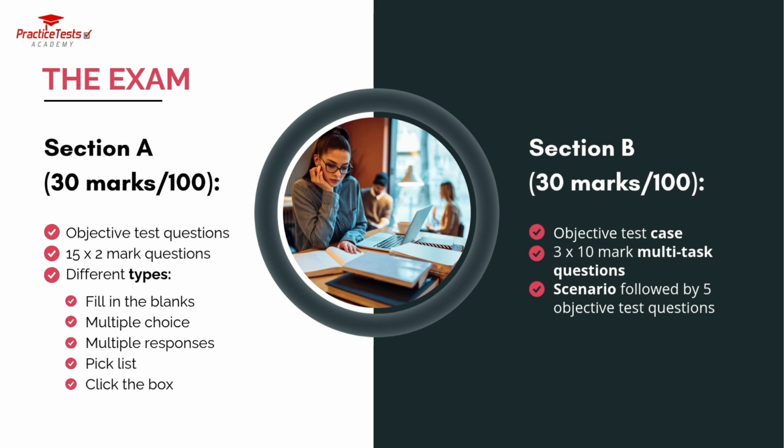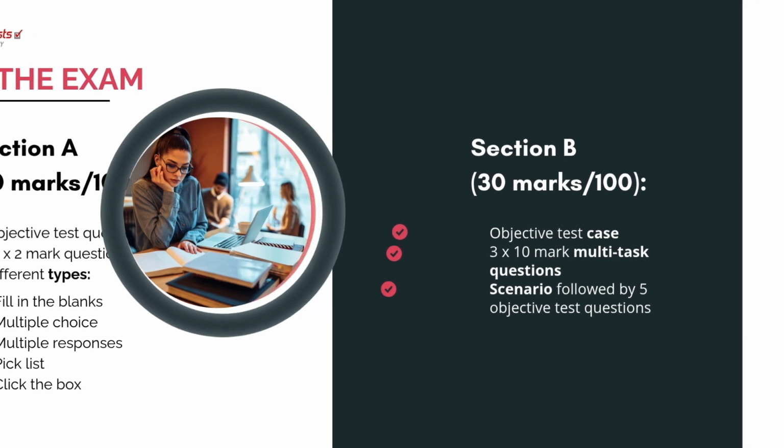Section B is 30 marks, and this consists of 3 10-mark questions. And again, they are objective test questions, but this time they are based on a scenario. So each question, yes, it's got 10 marks, but it will consist of 5 objective test questions, and they will be based on a short scenario. So read that scenario very carefully and then have a look at the questions that follow. They will be the same types of questions as we discussed in section A.